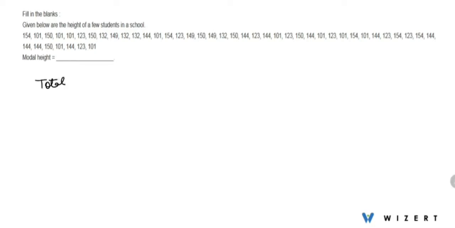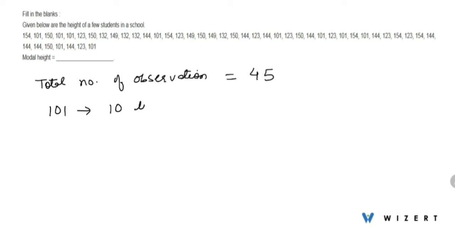So here, by counting, we can see that the total number of observations is equal to 45. Now let us count how many students have 101 height. So 101 height, we can see it is coming 10 times. Similarly, if we count, we can see 123 height is coming 8 times, means 8 students have 123 height.